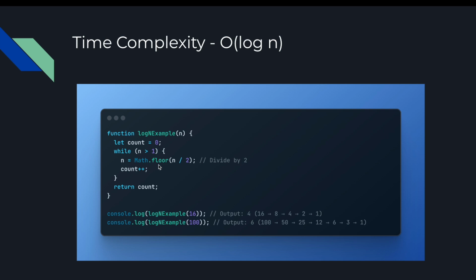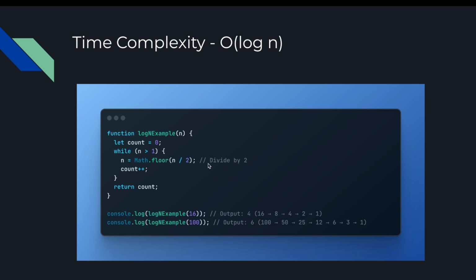But in every step, what we are doing is dividing n by 2. We are halving it. So if n is 16, then it will run for only 4 times, right? It's not running for n number of times now. It's running for log n number of times now.